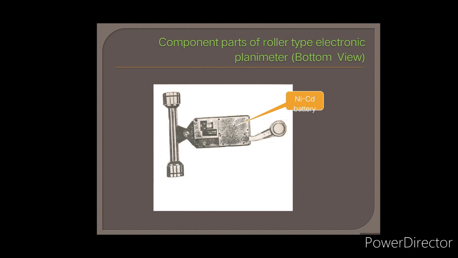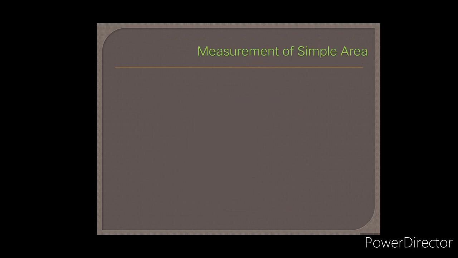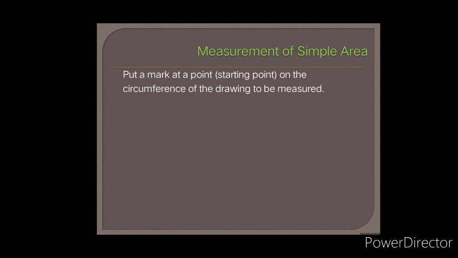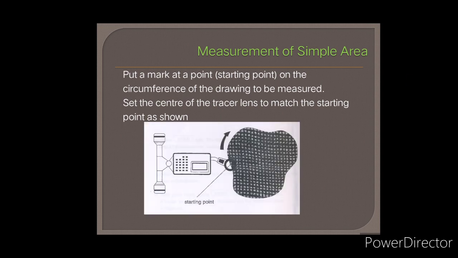This is NiCd batteries. Generally NiCd batteries will be there, alkaline batteries will be there, like that. And the next one is the integrating wheel, and some encoders will be there, and some different magnifiers also will be there. We'll see how to use the planimeter for measuring a simple area.